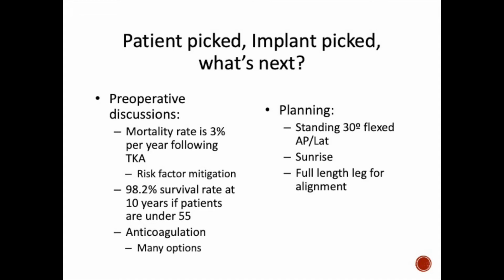So one of the most important parts of the preoperative discussion is determining risk factors and then therefore risk factor mitigation. However, there's a 98% survival rate at 10 years if the patients are under age 55. So obviously there's a correlation between age and survival and the increased medical comorbidities that tend to come with increased age. Additionally, you need to determine your anticoagulation of choice.